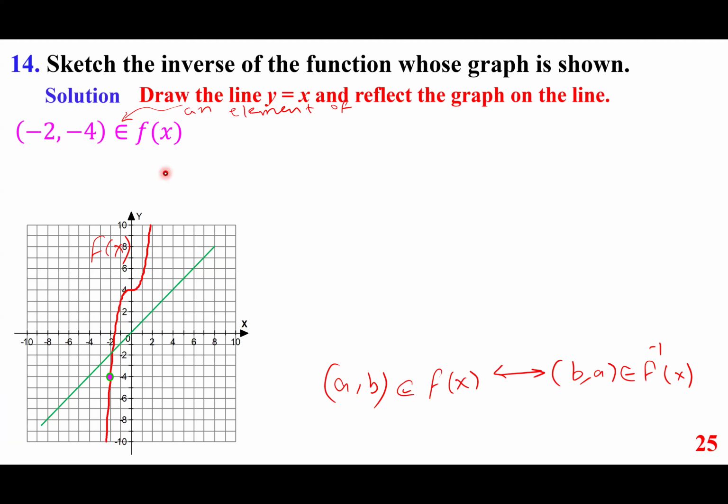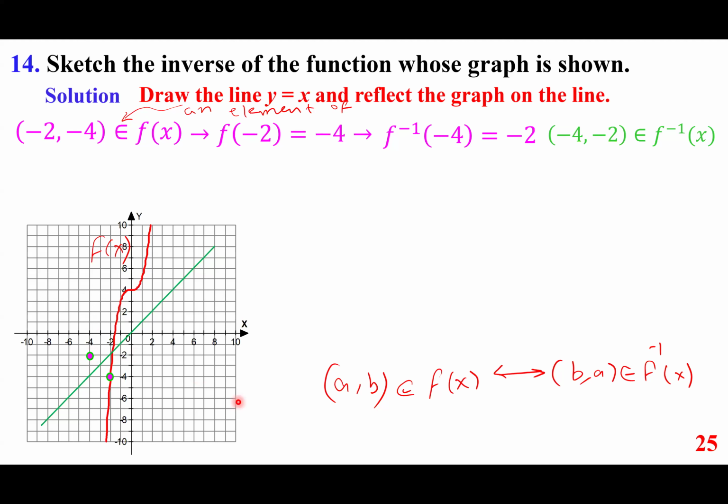That's all. Now, the way you could write it is f of negative 2 is negative 4. That's the meaning of it. So f inverse of negative 4 is negative 2. Or simply put, negative 4 comma negative 2 belongs to f inverse. So locate negative 4, negative 2. So you got one point.